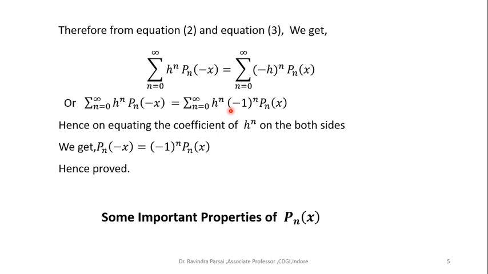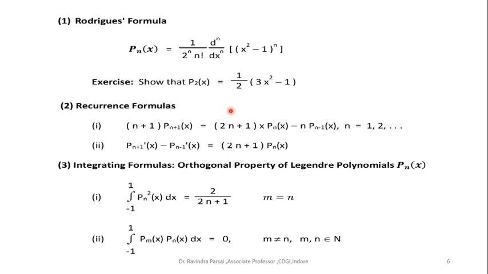Now we come to discuss some important properties of Legendre polynomial P_n(x). The first one is the Rodrigues formula, by the very famous scientist Rodrigues, who worked on Legendre polynomials and defined them very easily: P_n(x) equals 1 upon 2 raised to n factorial n, times the n-th derivative with respect to x of the function (x square minus 1) raised to n, where n ranges over 0, 1, 2, 3 and so on.